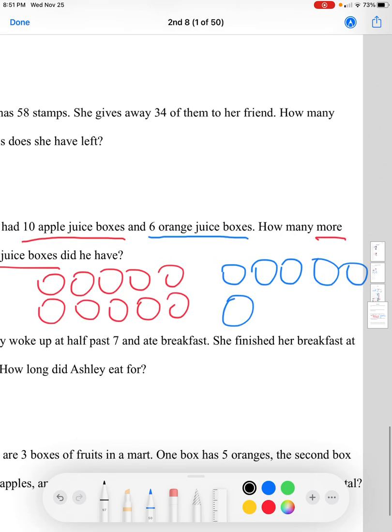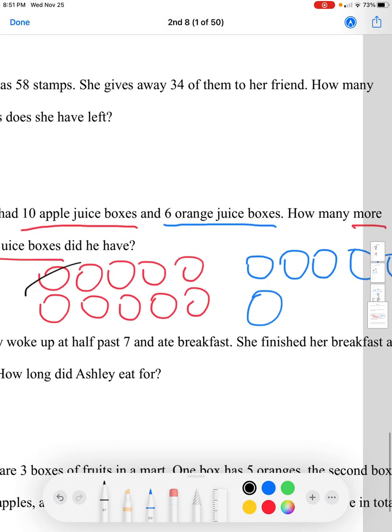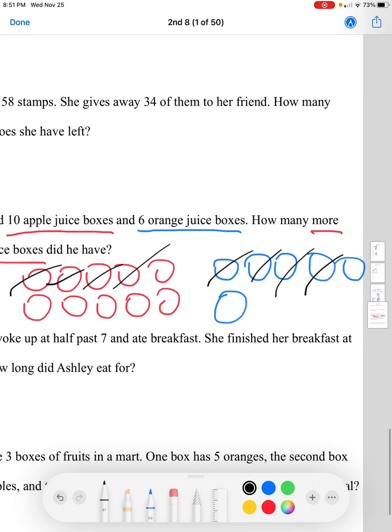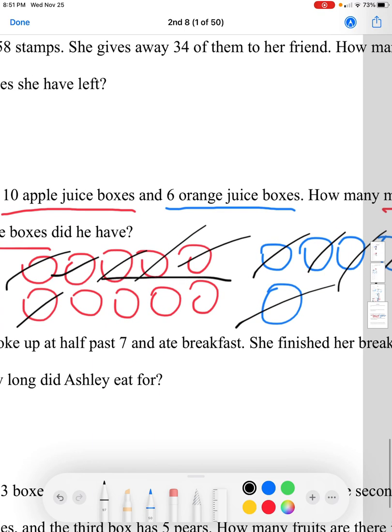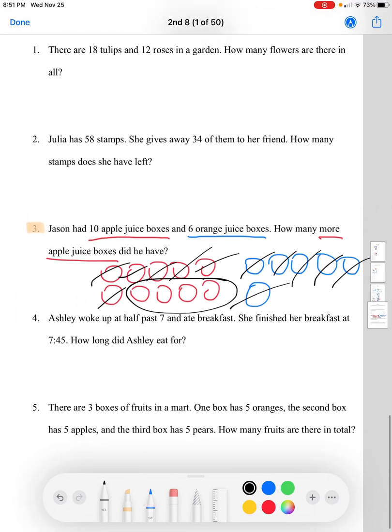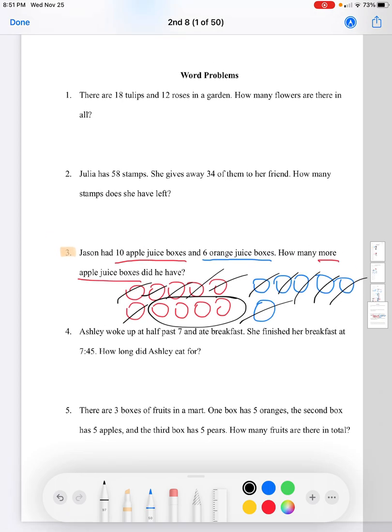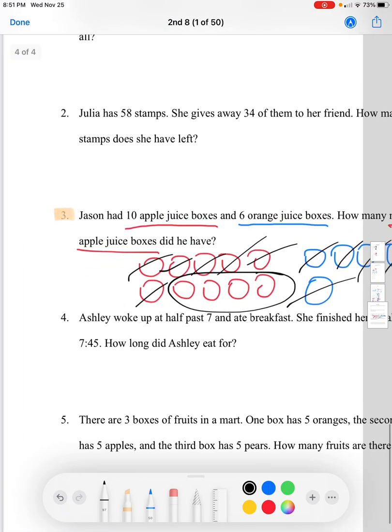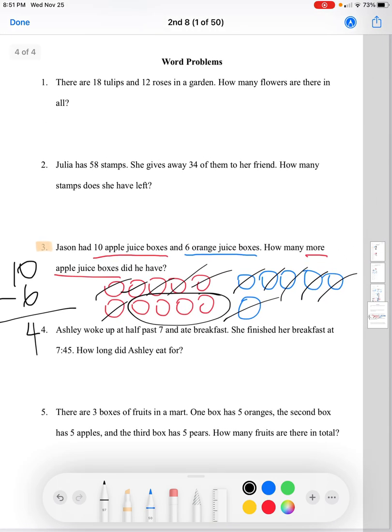Okay, let's cross out one apple juice box for every orange juice box here. So you have 1, 2, 3, 4, 5, 6. So now we're left with 4. So he has 4 more apple juice boxes. So we'll just be doing subtraction. You can just do 10 minus 6, which equals 4. So the answer is 4 more apple juice boxes.